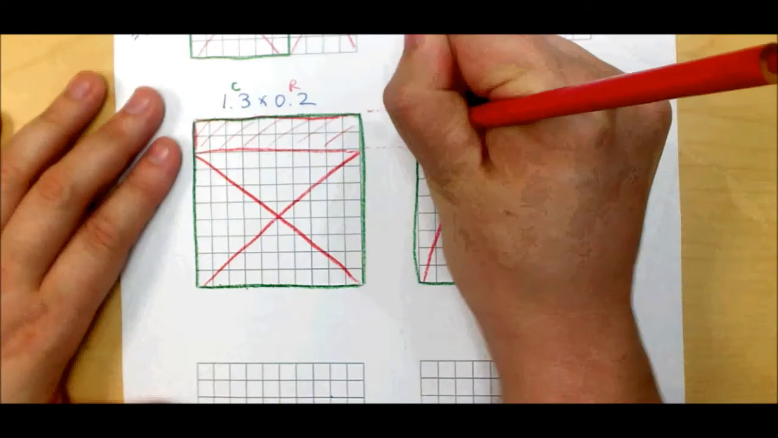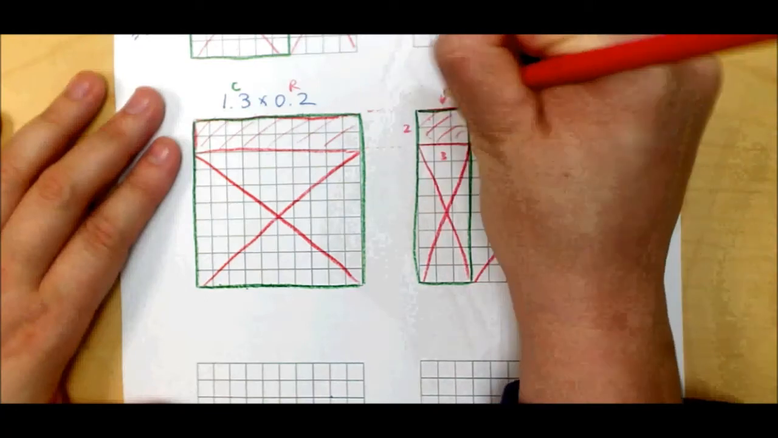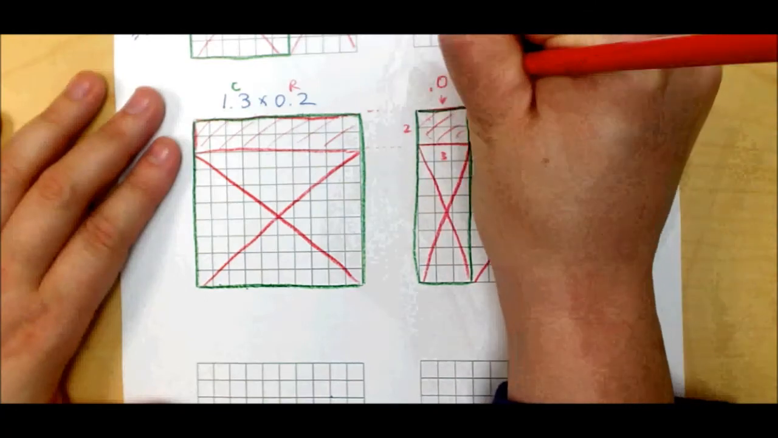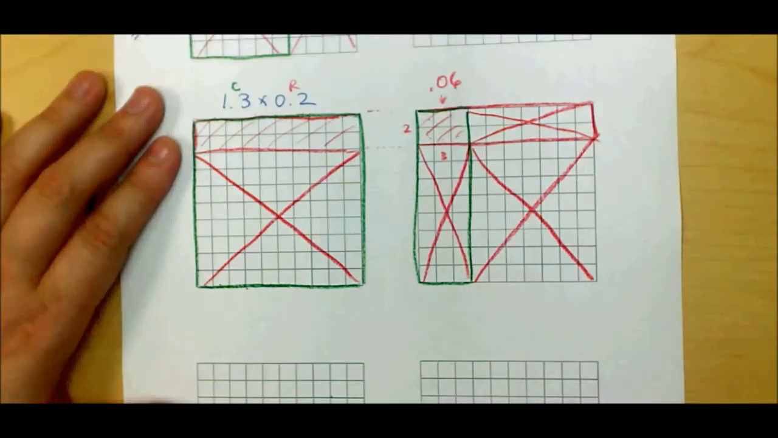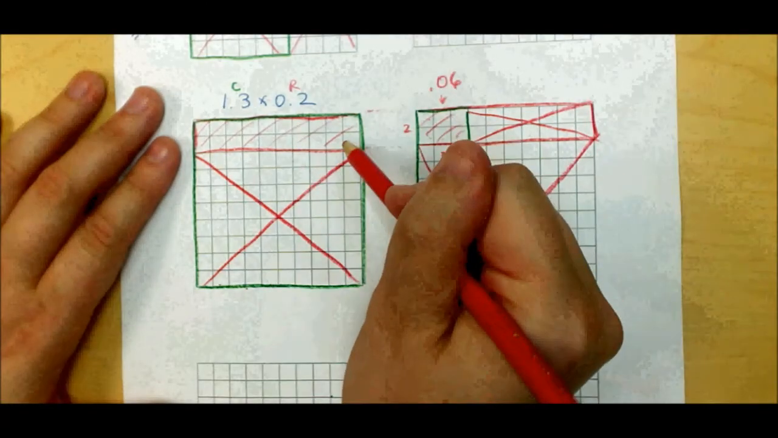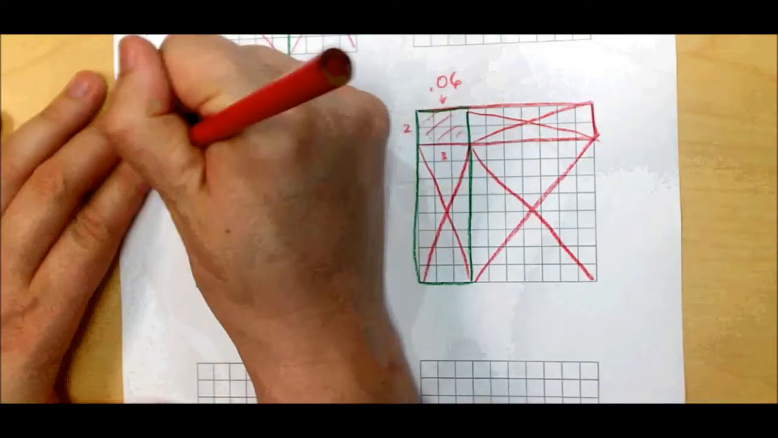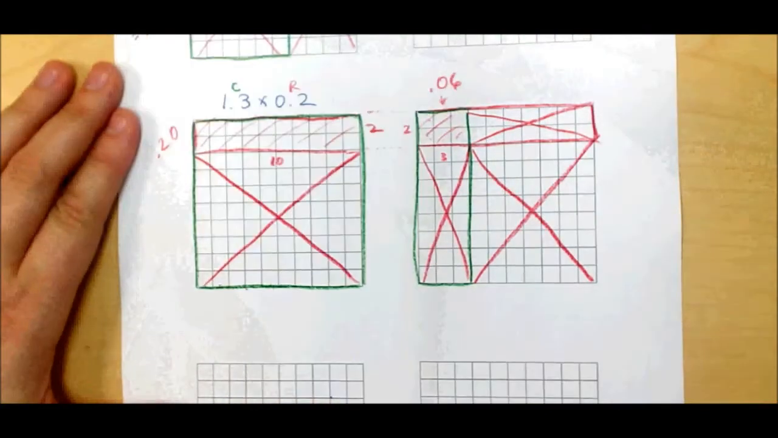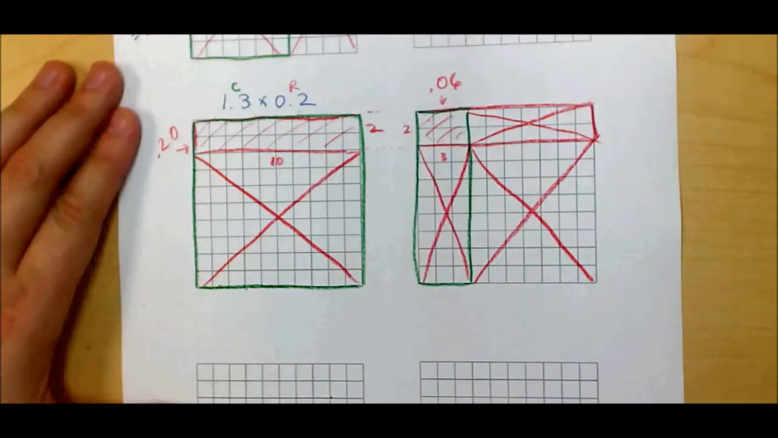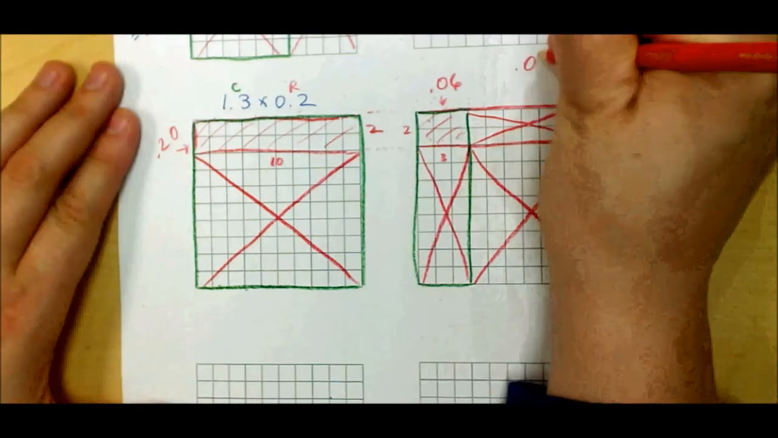And so you just count how many squares are in both. This one on the right is 2 squares by 3 squares. It's a total of 6/100ths. And this one, you have 10 squares multiplied by 2 squares. That multiplies to 20/100ths.